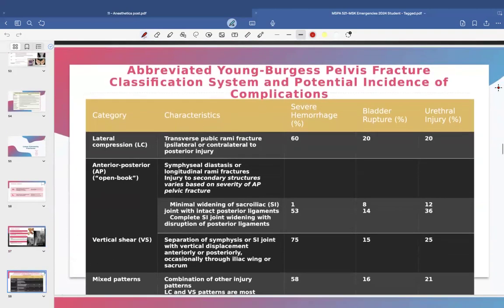They likely are not going to ask you classifications of those fractures. It's just so specialty oriented, I'm gonna skip that for you guys.